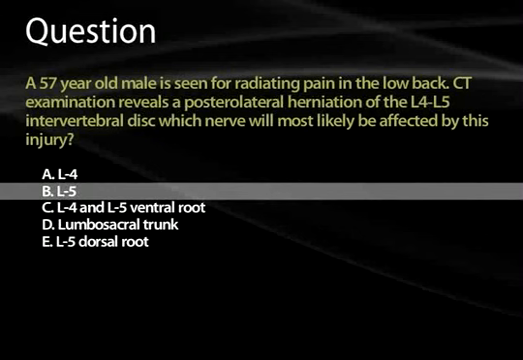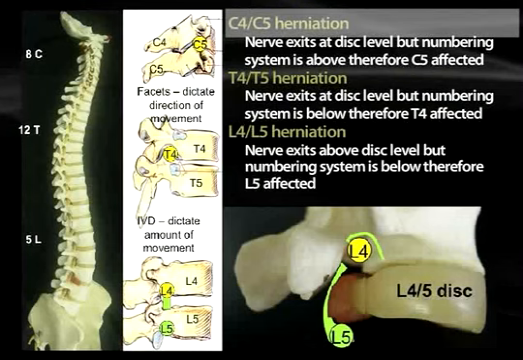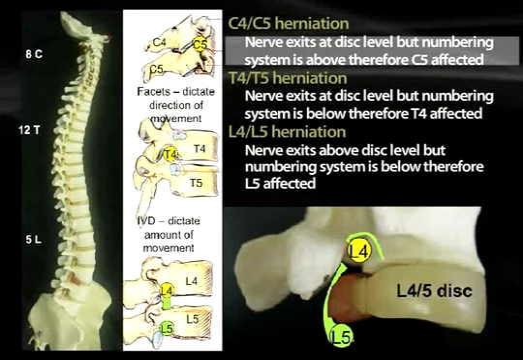So if we look at the C4-5 disc, the T4-5 disc, and the L4-5 disc, and think about a herniated disc at each of those levels, what do we want to take away from this when we're dealing with questions for Step 1? If you look at the C4-5 herniation, remember the nerves are coming out right at the level of the disc, so any herniation at that point will indeed compress the C5 nerve, because of the nerve traveling above the vertebrae. So therefore we have a C5 herniation.